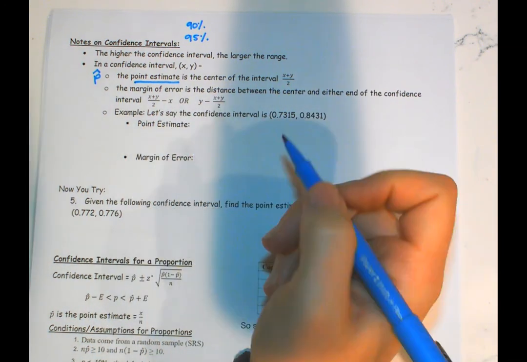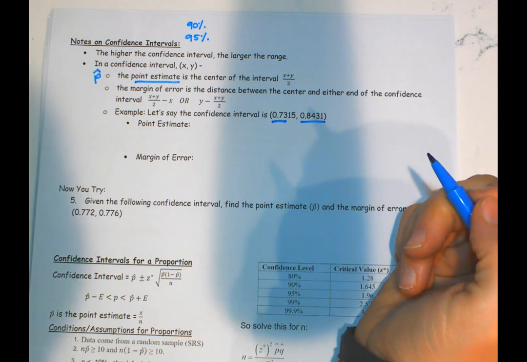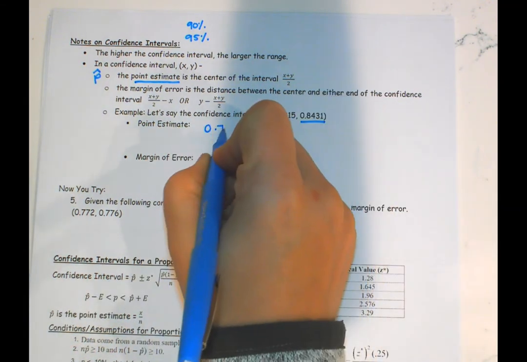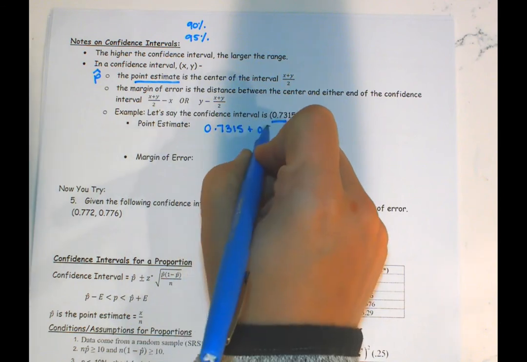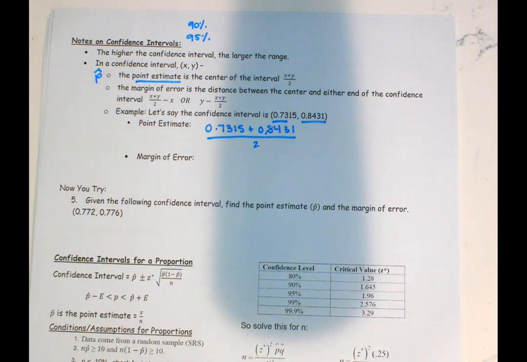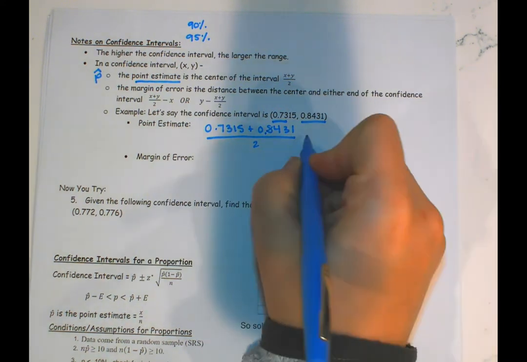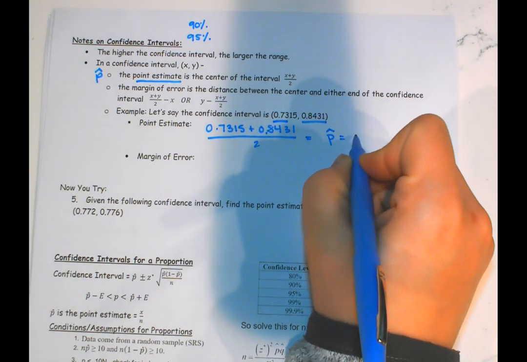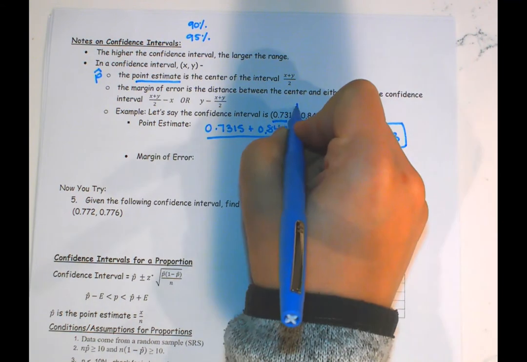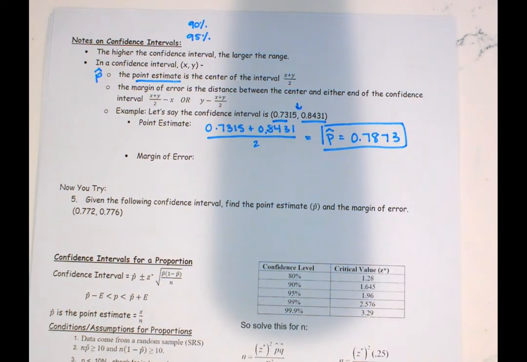So if we look at an example, here are my two values. To find the point estimate, I'm looking for the number in the middle. So I'm going to add up these two values and divide by 2. So when I do that, I have 0.735115 plus 0.8431. I end up with my point estimate being 0.7873. So the middle of this interval is 0.7873.